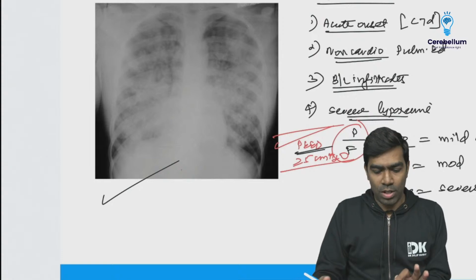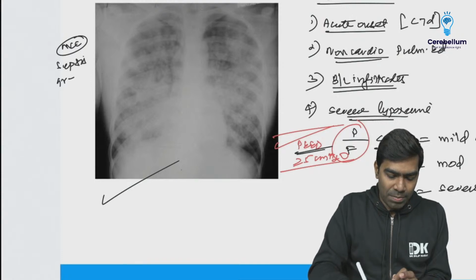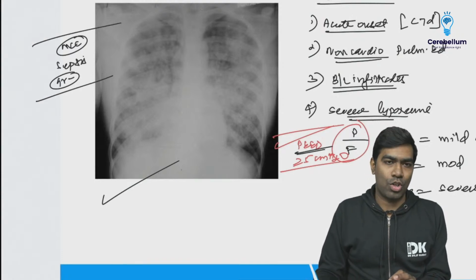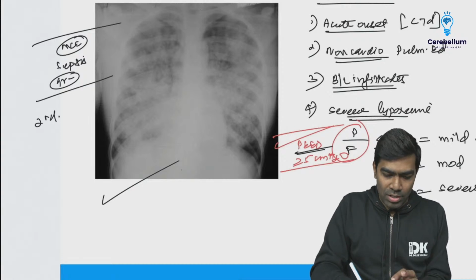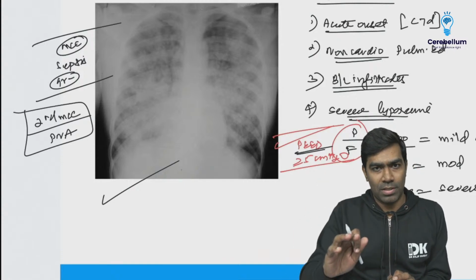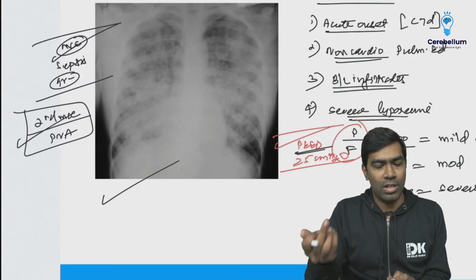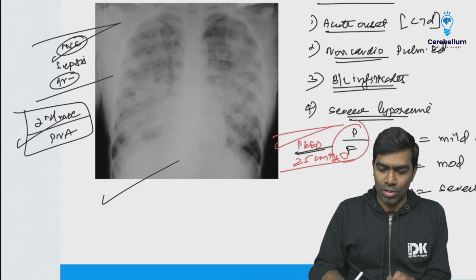Remember one more important thing, the most common cause of ARDS is sepsis, especially gram-negative sepsis causing endotoxic shock. Second most common cause is going to be pneumonia. So gram-negative sepsis, endotoxic shock is the most common cause. Second most common cause is direct lung injury due to pneumonia. That's the cause of ARDS.